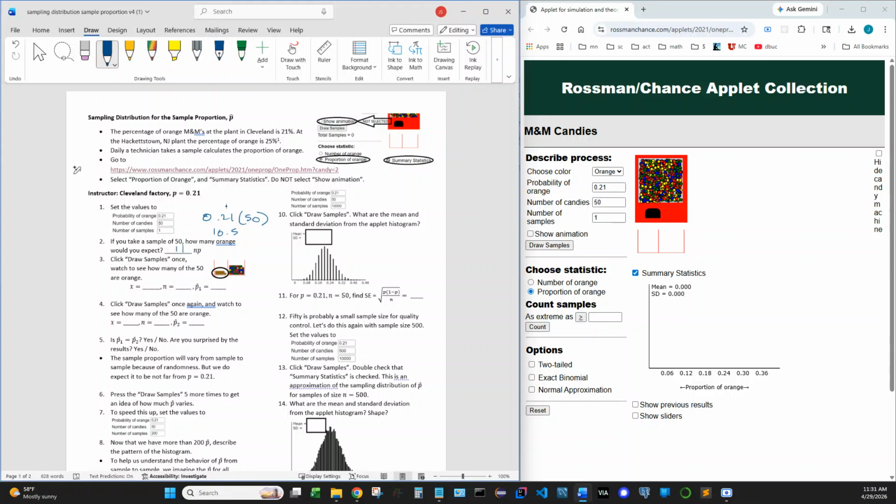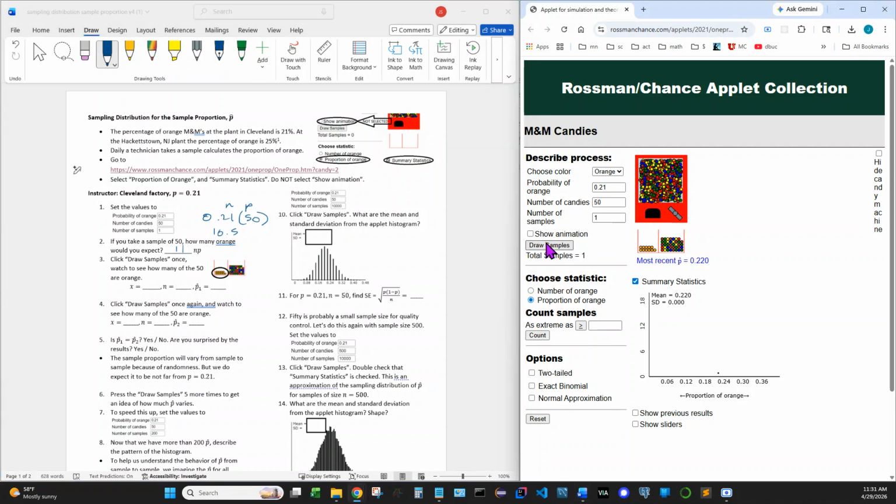How did we calculate that? That's n times p. Okay, so np gives us our expected value. So let's see if we get that. So if we come over here and we draw samples, we can count the number that we see. So we just come over here and we look 2, 4, 6, 8, 10, 11. So we have 11 out of 50 for a proportion of 22%, or 0.22. So it's basically exactly what we would expect.